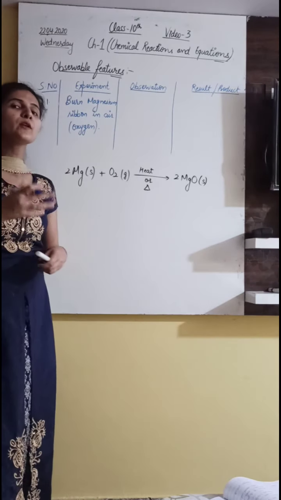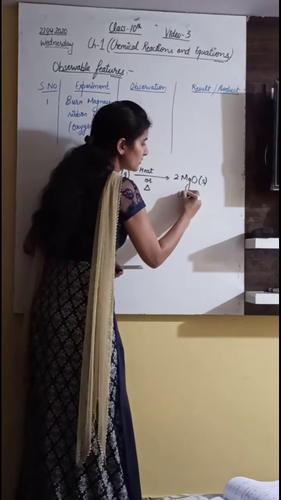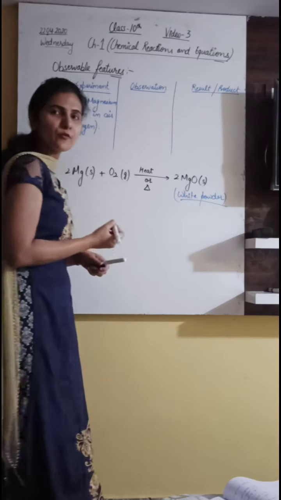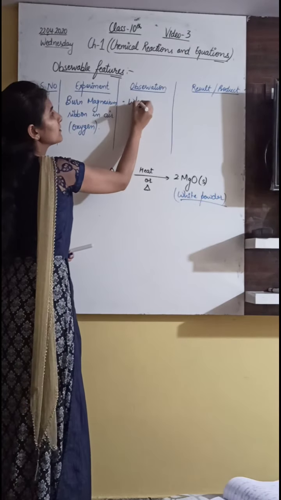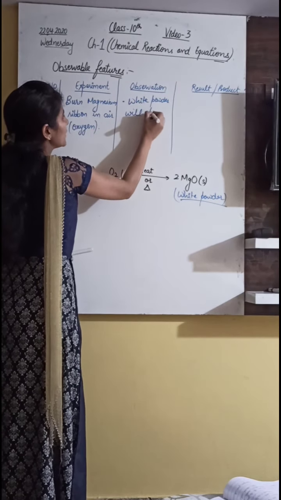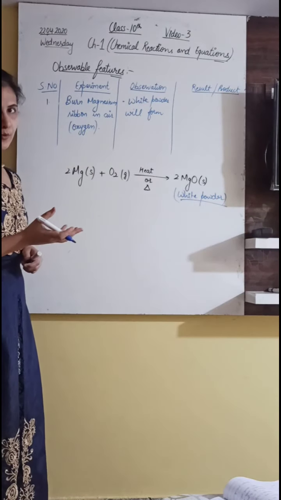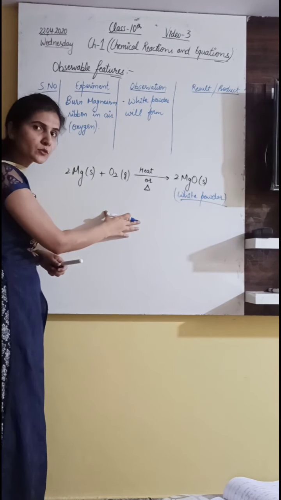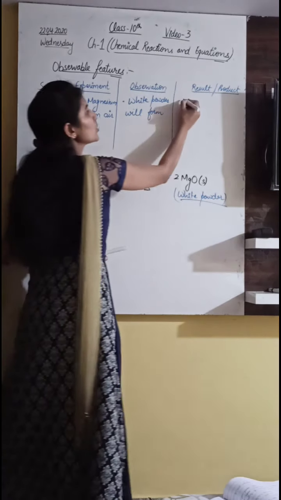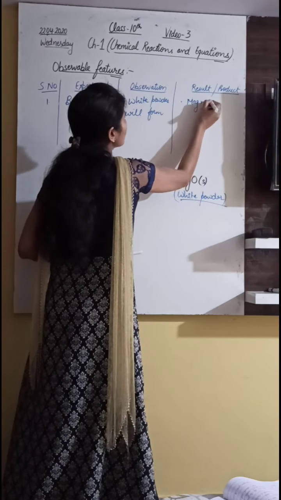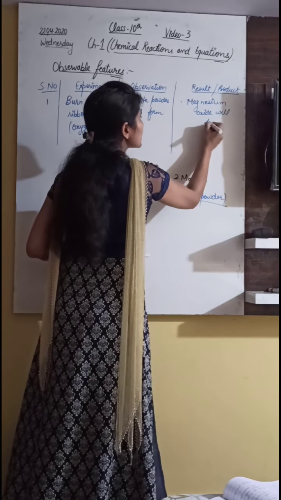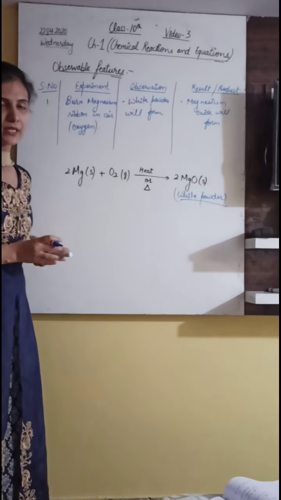So what will happen? What will you observe? You will observe that white powder will form. So what is the observation here? White powder will form. So what can you conclude from that? After writing the equation, you come to know that MgO, magnesium oxide, will form. So you can write here, magnesium oxide will form. This is the result, or we can say the product formed in this particular reaction.